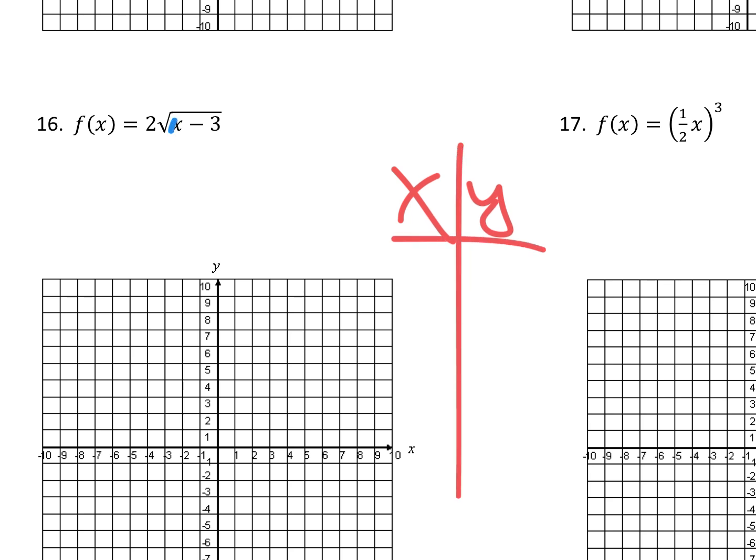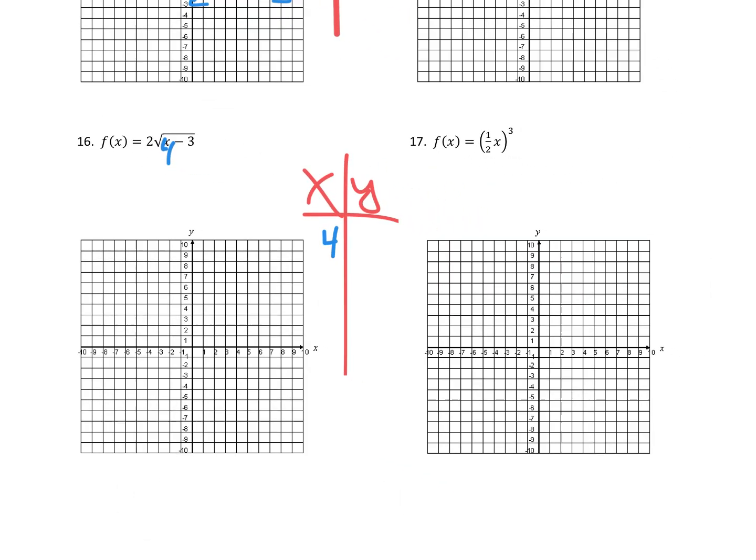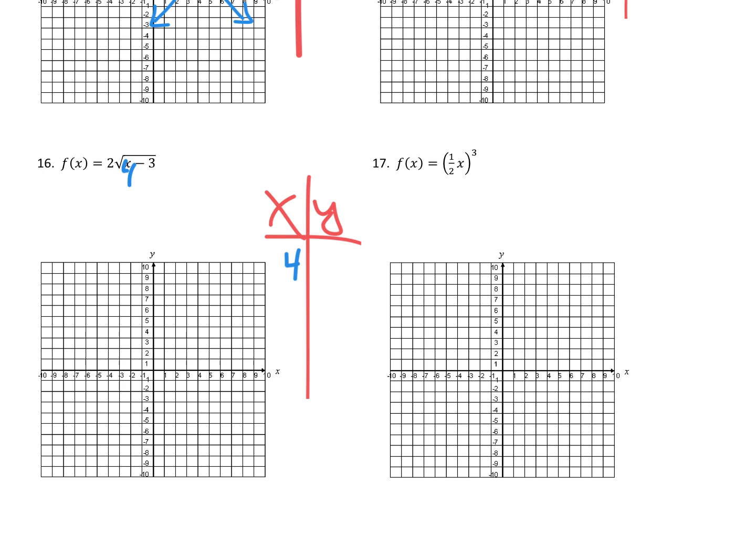I'd put in 4 on this one because square root of 4 minus 3 is 1. Square root of 1 works nice. So you've got to pick carefully. I'll give you a free good idea: put in 4 on number 16. All right, there's a few too many problems on this, so I'm going to say you can skip number 17. Cross that one off.